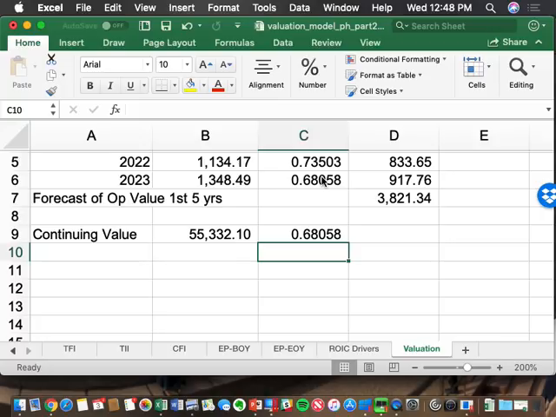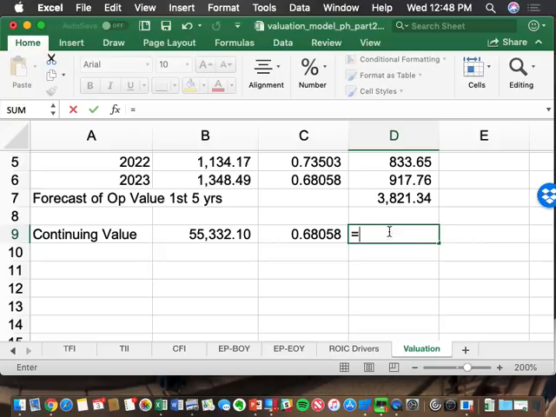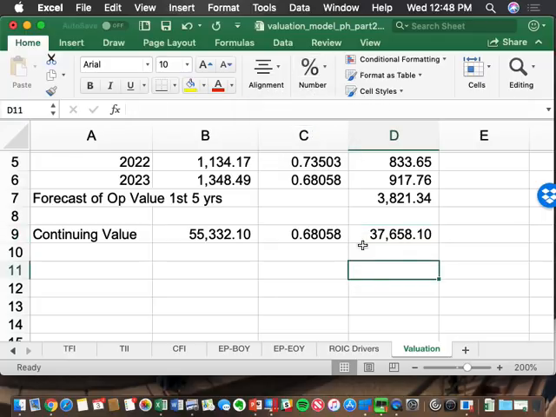And by the way, this is a common error. We don't want to double discount this year because the growing perpetuity equation essentially discounts. So year 6 has already been discounted as part of B9. So we don't want to discount that year again, which is why we're using last year's discount rate. Okay, so basically in present value, we take B9 times C9, and we're going to say 37.7 billion, using some rounding here, 37.658 billion of value today, year 6 into perpetuity.